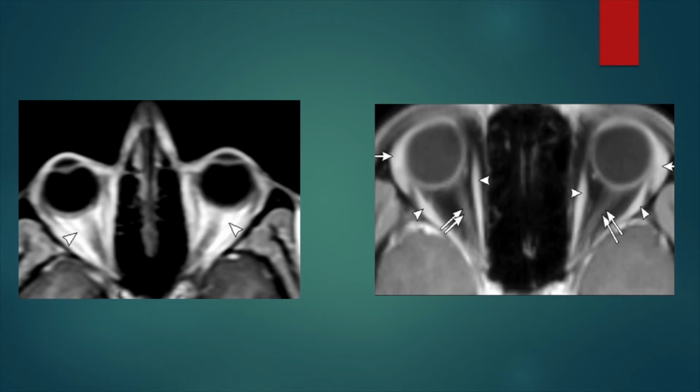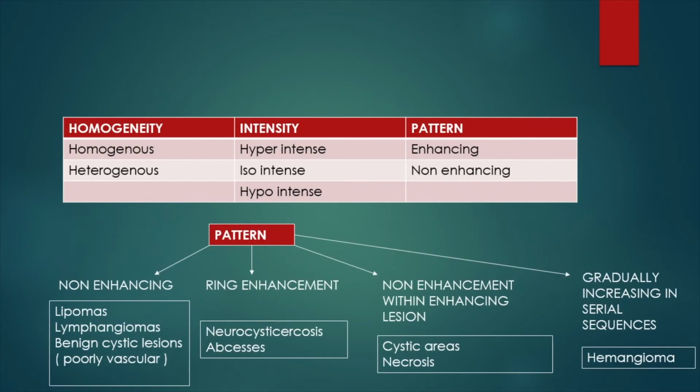Yes, sir. Sclera, choroid, and retina, lacrimal gland, extraocular muscle. Yes, sir, three. Enhancement can be differentiated by three characteristics: homogeneity, intensity, and pattern. It can be homogeneous or heterogeneous. Intensity can be hyperintense, isointense, or hypointense. Pattern can be enhancing or non-enhancing.